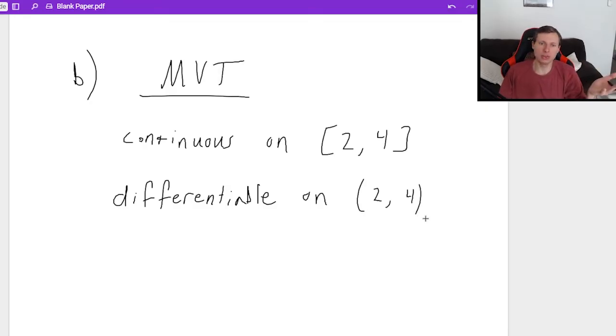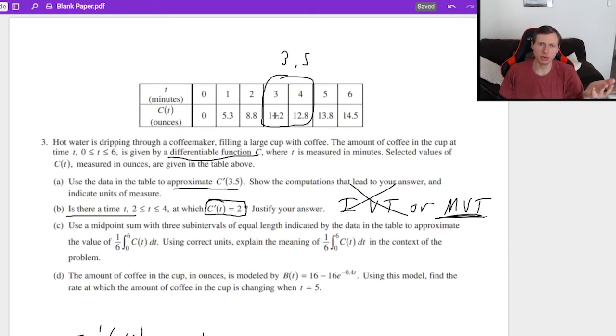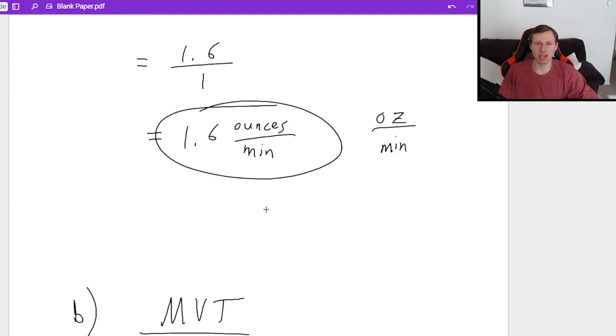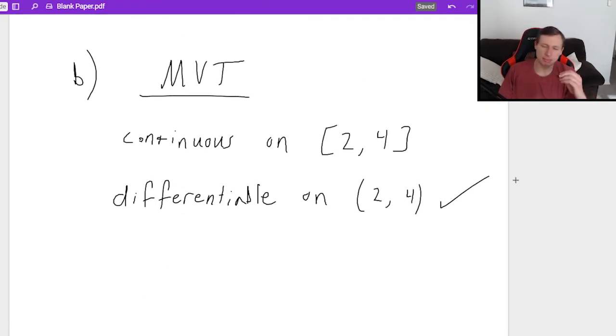So how would we prove that if I don't have a function? I only have a few values here. The way you're going to prove it is you're going to use the fact I said earlier, this is a differentiable function. So we already got that checkbox going.